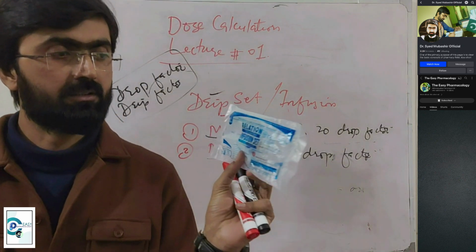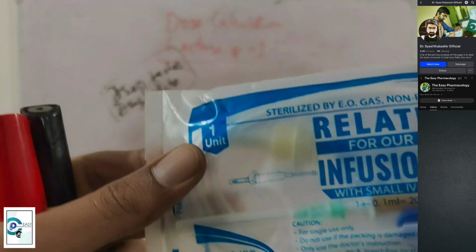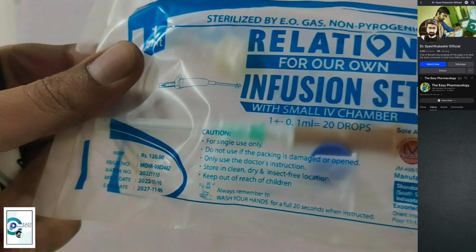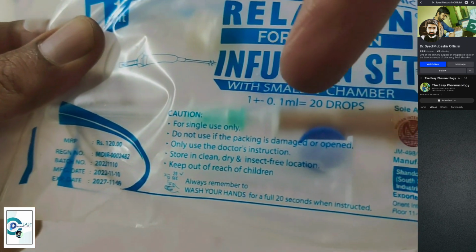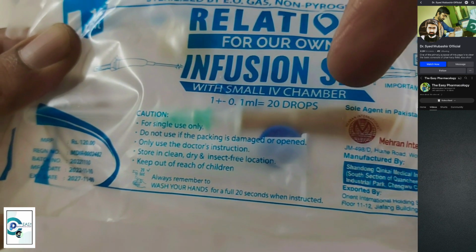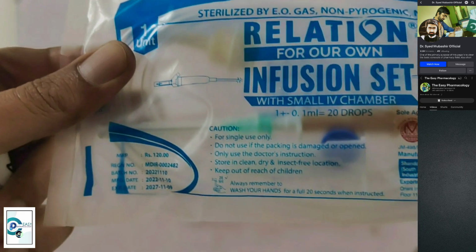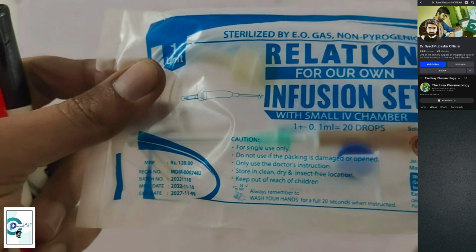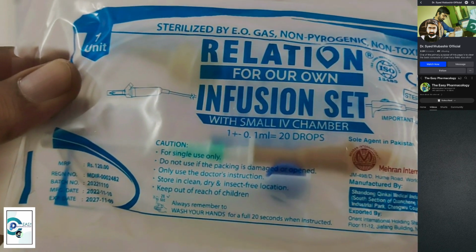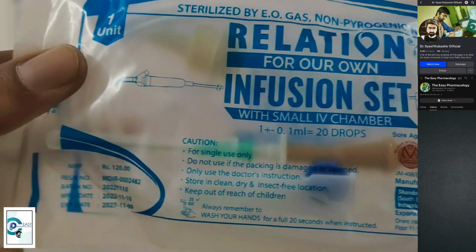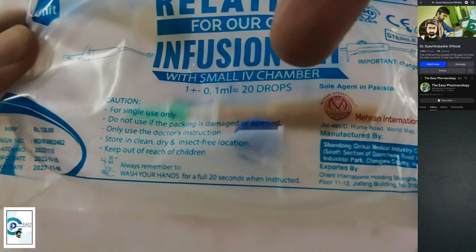I'm bringing this drip set close to the camera. Now you can see that here it is written 1 ml is equal to 20 drops. Okay, this is one of the macro drip sets. What type of drip set is this? This is a macro drip set, because here 1 ml is equal to how many drops?